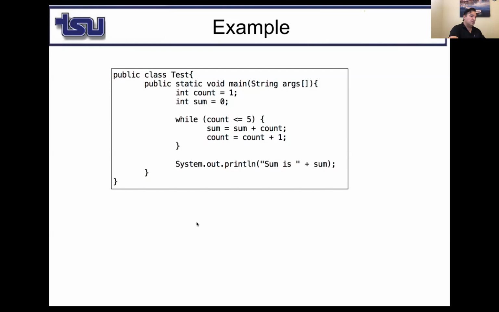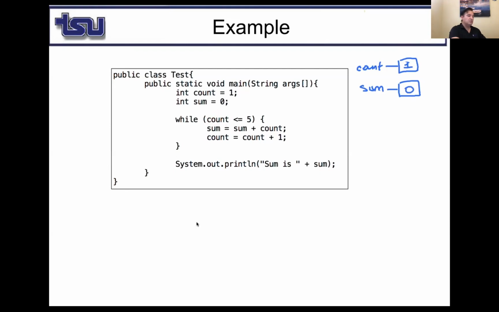So I'm gonna go here, put count as 1, and then sum as 0. Just notice that I use boxes because they are primitive data types. Then I go to the while loop. It says while count is less than or equal to 5.